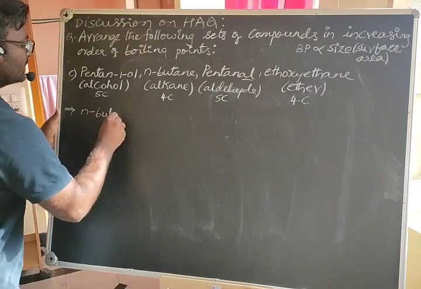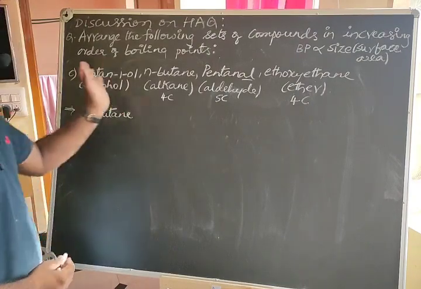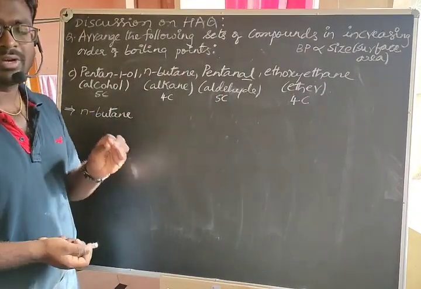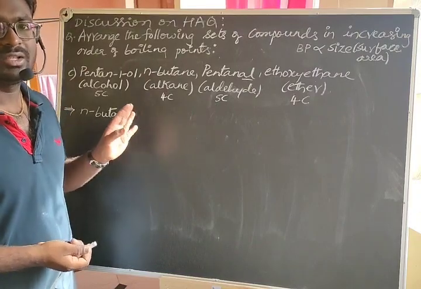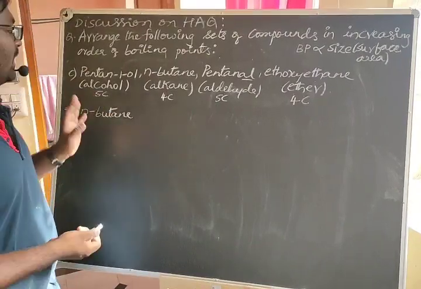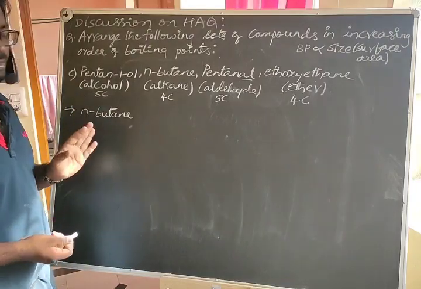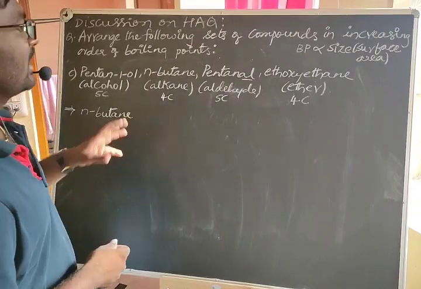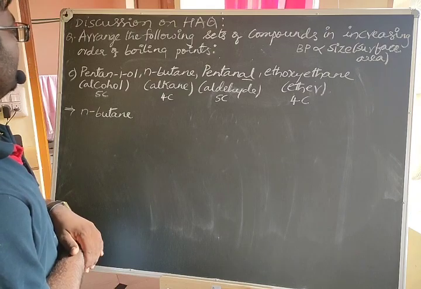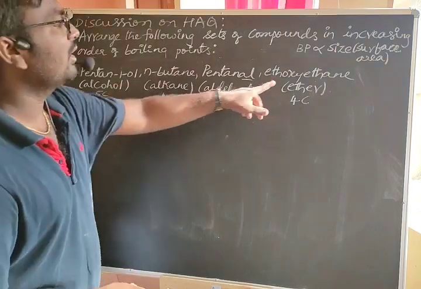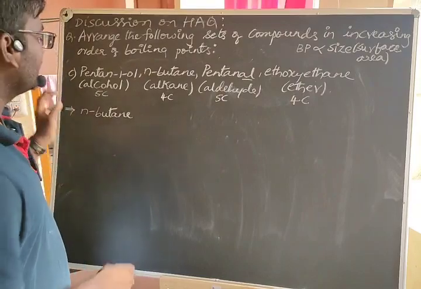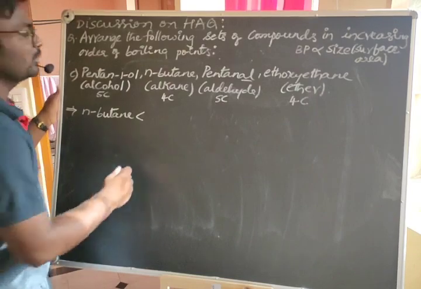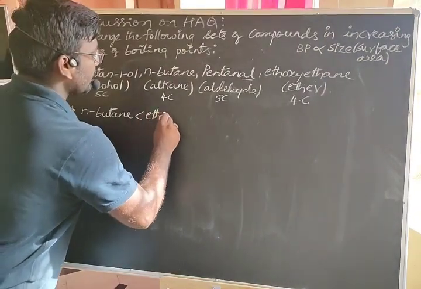N-butane. It has lowest BP in the following set of compounds. Okay, n-butane can have only the van der Waals forces of attraction and no other forces of attractions. Okay, and it is not a polar molecule also, it is a non-polar molecule. Okay, come to the another compound which is having the lowest BP. Okay, yes, out of the pentanal and ethoxyethane, ethoxyethane is having a little bit higher boiling point than the normal butane. Okay, let's write that ethoxyethane.